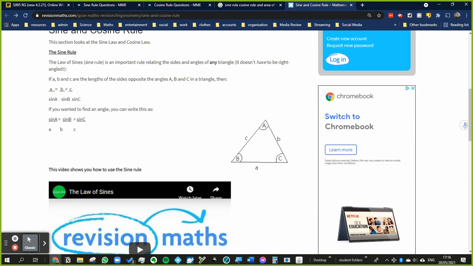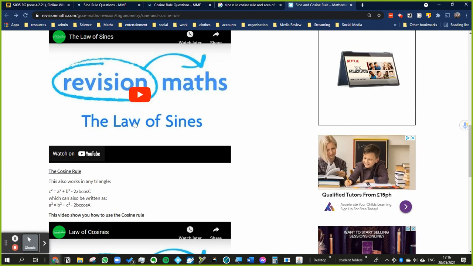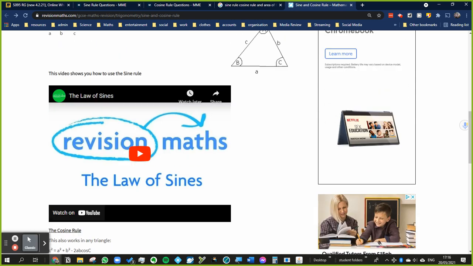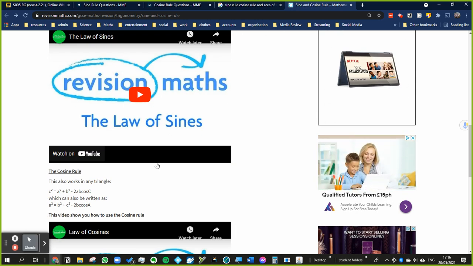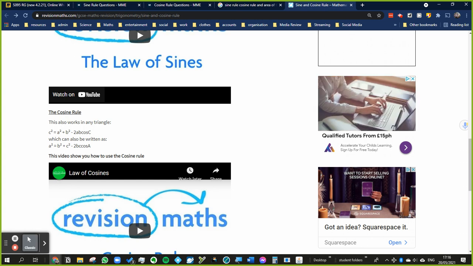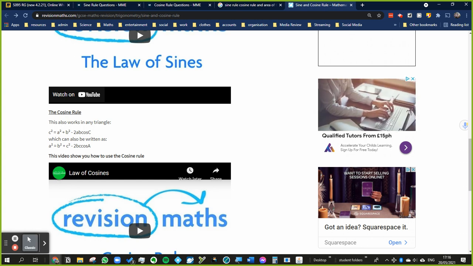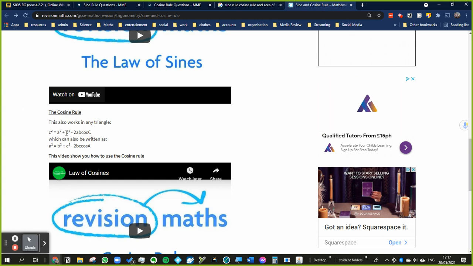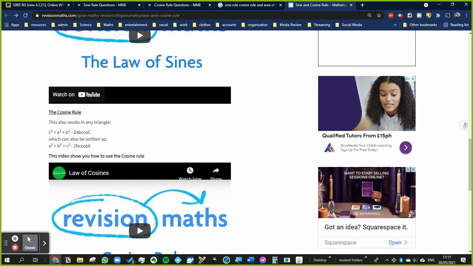And if we scroll down, we'll see the cosine rule. And it looks like they've got their own little video there that you can watch. What's the cosine rule then? The cosine rule also works for every triangle. And it resembles the Pythagoras rule. In fact, if you play around with it, you'll see that it ends up being the same as the Pythagoras rule if it's a right angle triangle, but I won't bother doing that right now.